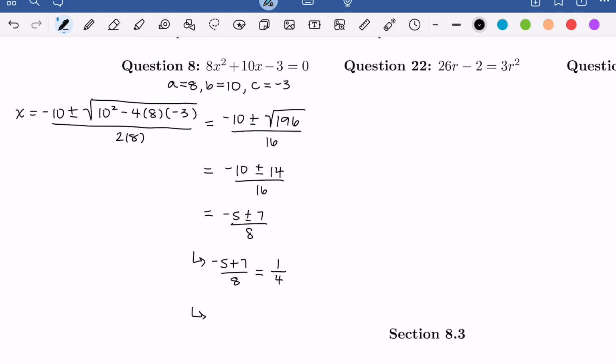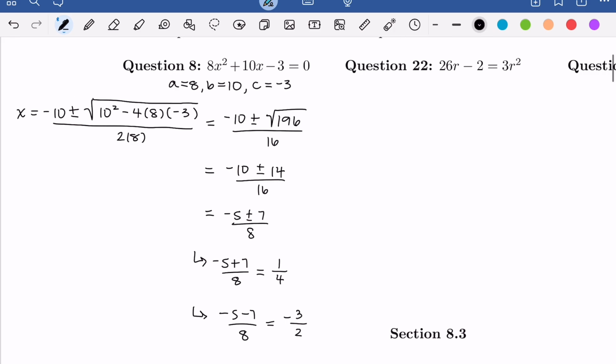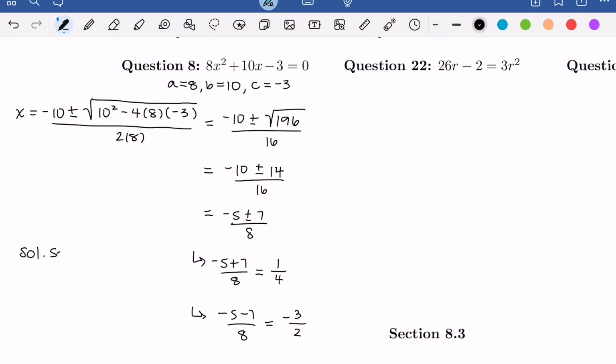And then our other solution is going to be -5 minus 7 over 8. This will give us a -3 over 2. So in this case, our solution set is then going to be x is equal to -3 over 2 and positive 1 over 4.